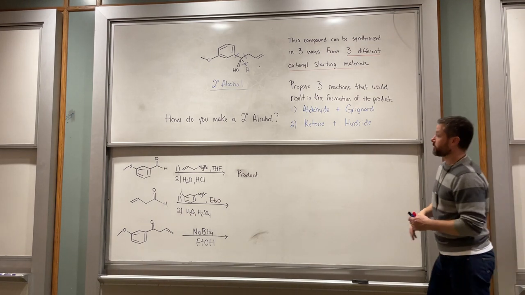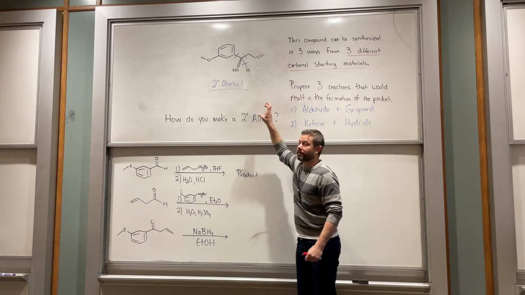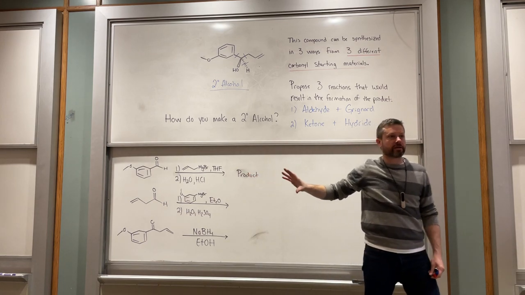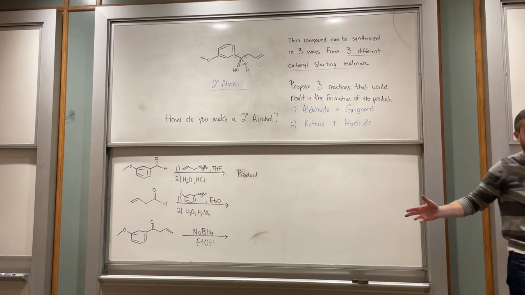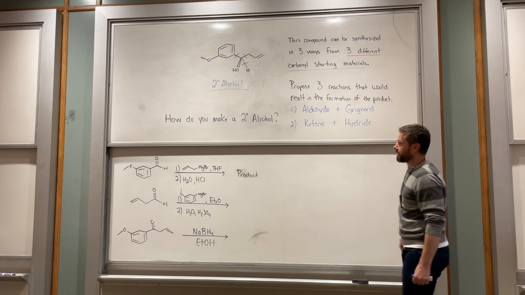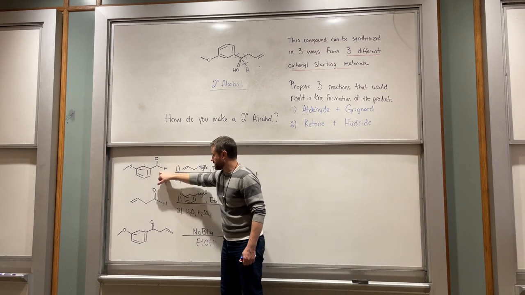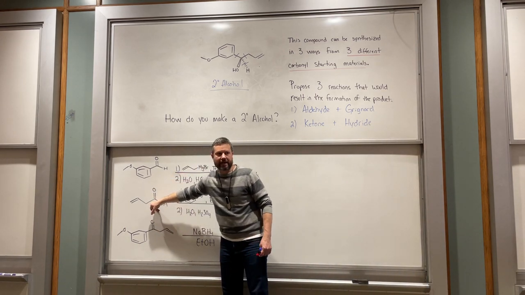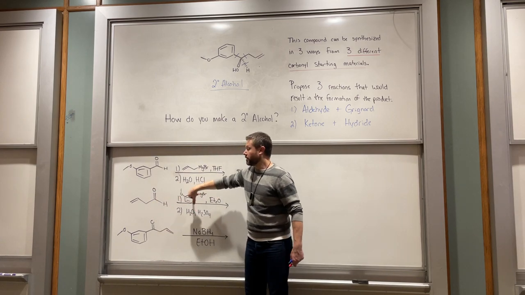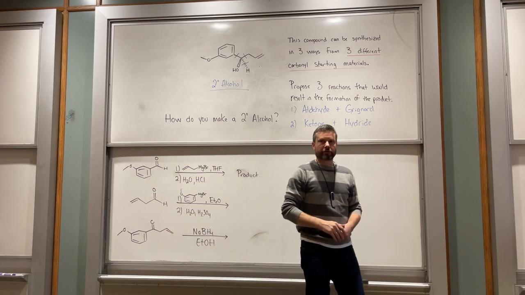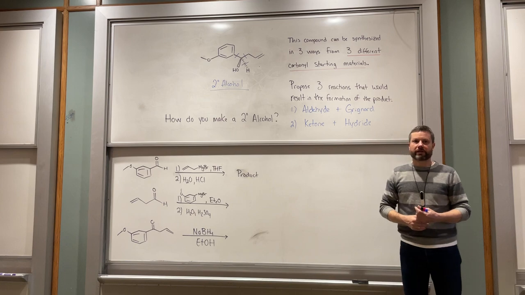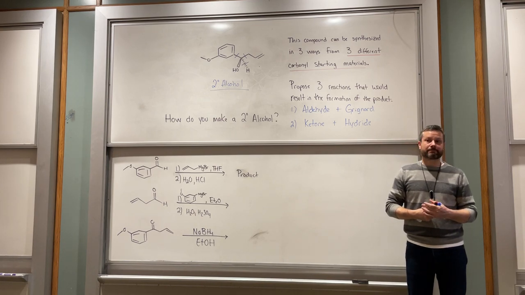So this is pretty cool, right? Because we have one product that we need to make, and you have three different ways of approaching the synthesis of this thing. Say you go into the lab and you want to make that product, we don't have this, but we happen to have that aldehyde, and we can make our Grignard reagent, so you're good to go. It's nice to have options. Questions?